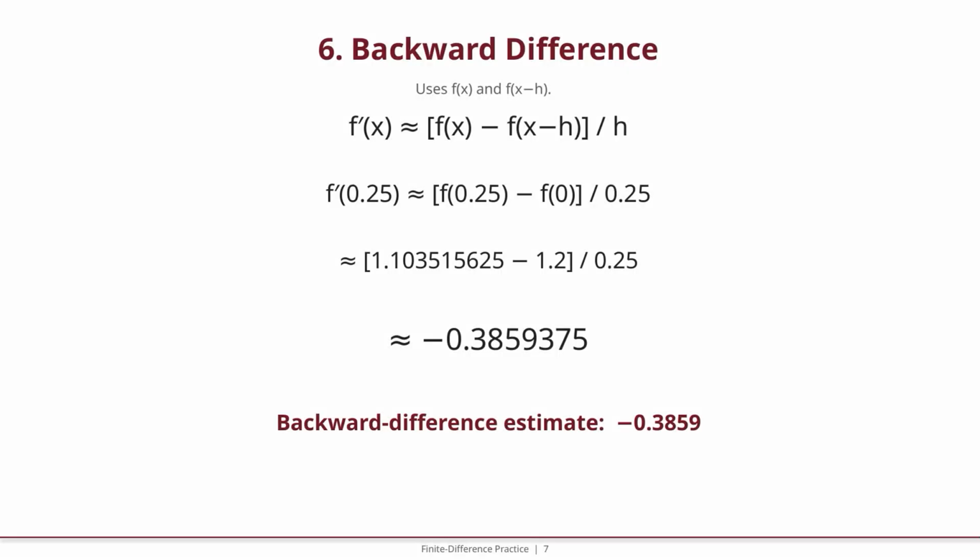Next, the backward difference. We use the formula f of x minus f of x minus h, all divided by h. Plugging in our values, we subtract 1.2 from 1.1035155625 and divide by 0.25. This gives a backward difference estimate of negative 0.3859.